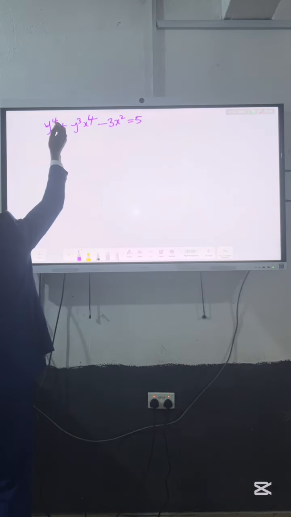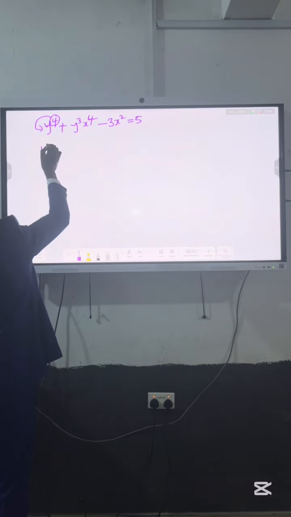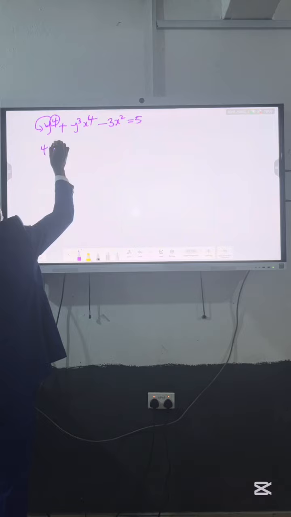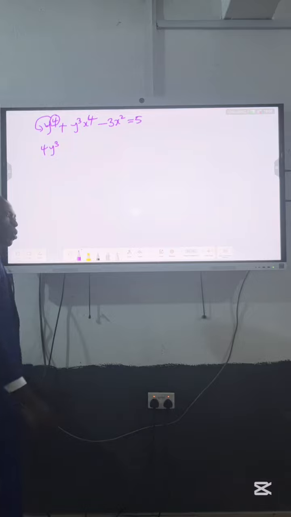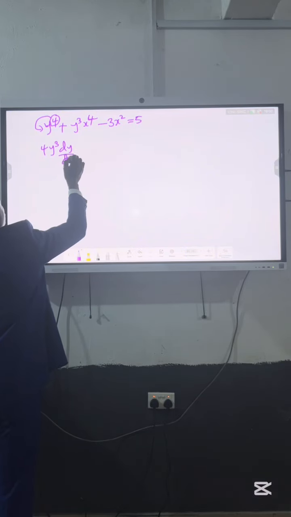If you differentiate here, the power goes down. So 4 will go down, so we have 4 and then y raised to a power. After 4 has gone down, remove 1, you have power 3 now. But because you just differentiated y, attach dy/dx to it.